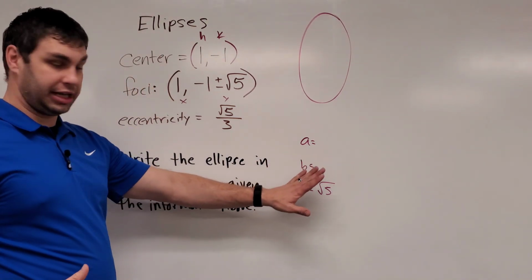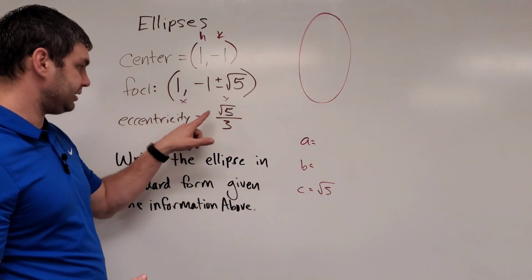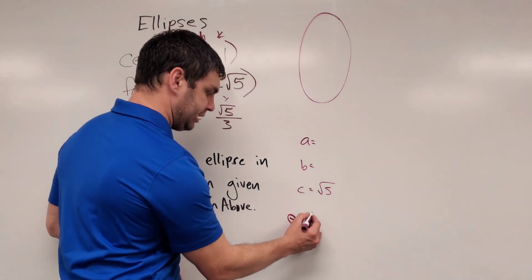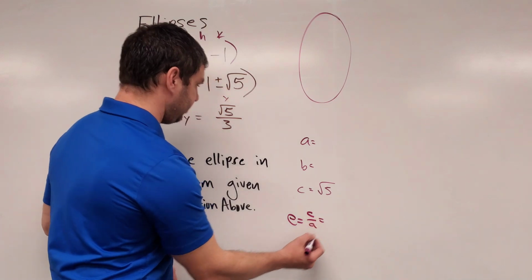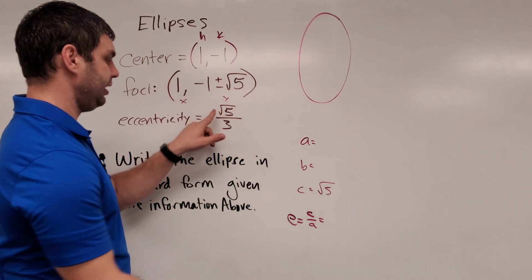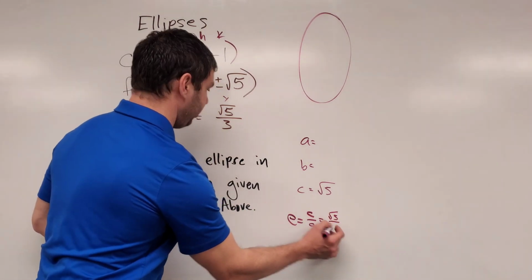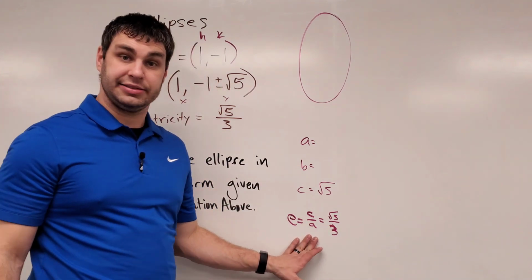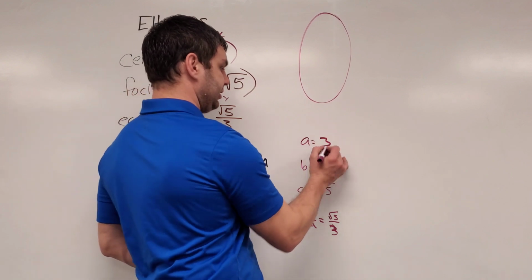Okay, just to go over that a little bit more, the eccentricity is going to be the square root of 5 over 3. That eccentricity value is e equals c over a. So just to prove that point that c is the square root of 5, it is still going to be the square root of 5 over 3. This also tells us, over 3, that our a is going to be 3. Okay? Our a is going to be 3.